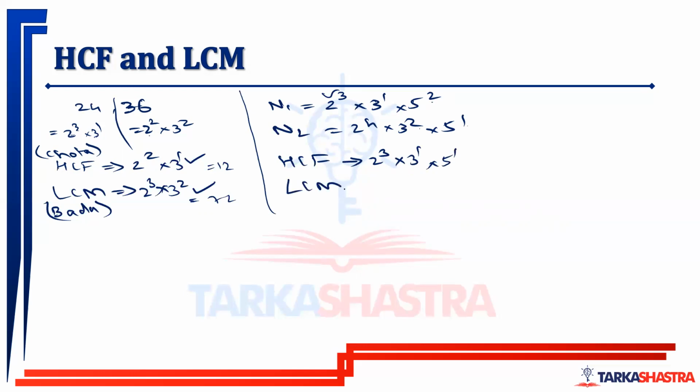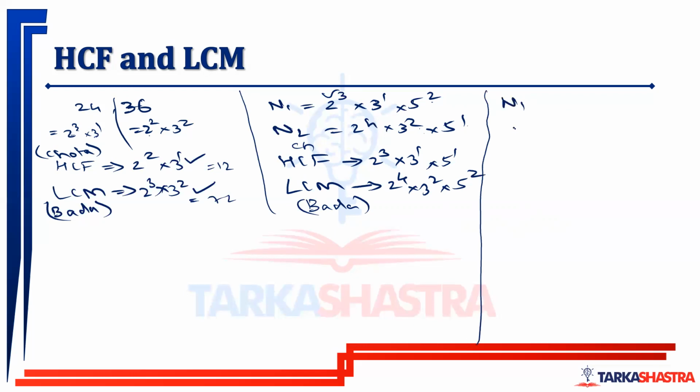If I have to calculate LCM, 2 raised to 4, 2 raised to 3, bigger power, 2 raised to 4; 3 raised to 1, 3 raised to 2, bigger power, 3 raised to 2; 5 raised to 1, 5 raised to 2, bigger power, 5 raised to 2. So all the smaller powers will help me find out the HCF, all the bigger powers will help me find out the LCM. Okay? Now there is one more case.